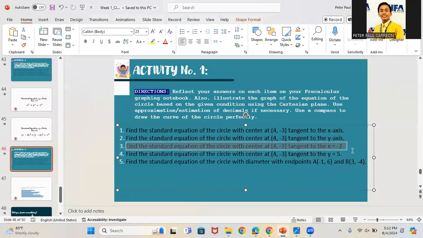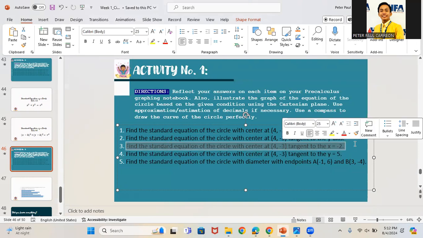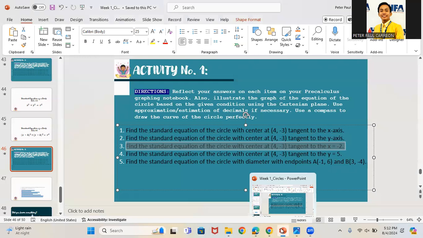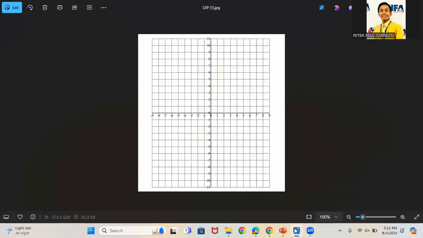Find the standard equation of the circle with center at (4, -3), tangent to x = -2. As you can see, we're following the same pattern. The center is at (4, -3), and this time it is tangent to the line x = -2. So let's write first the given: tangent to the line x = -2, but we're using the same coordinates of the center, which is at (4, -3). So again, allow me to identify the same center.